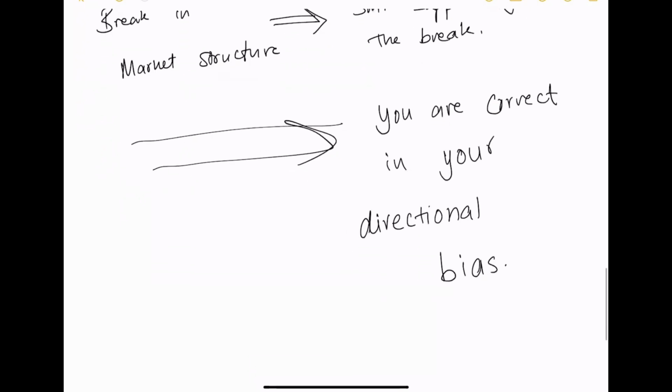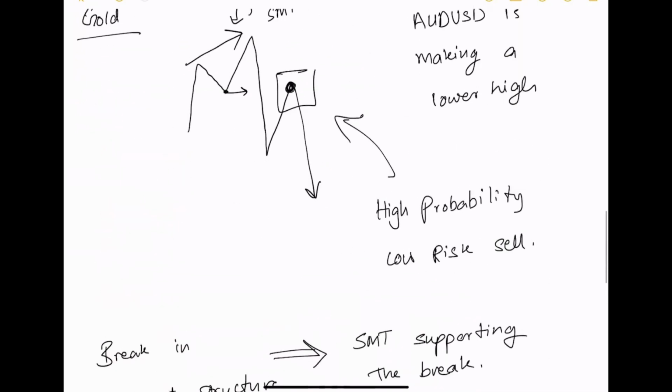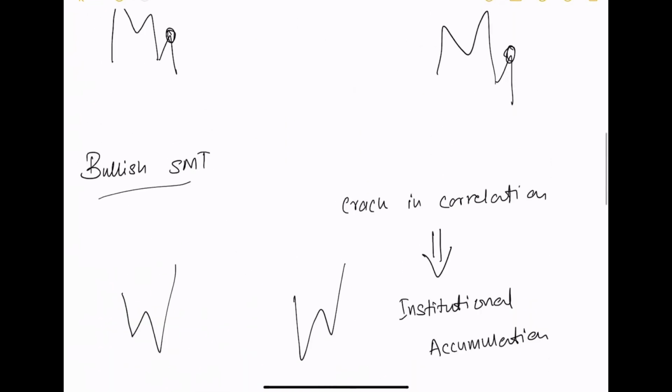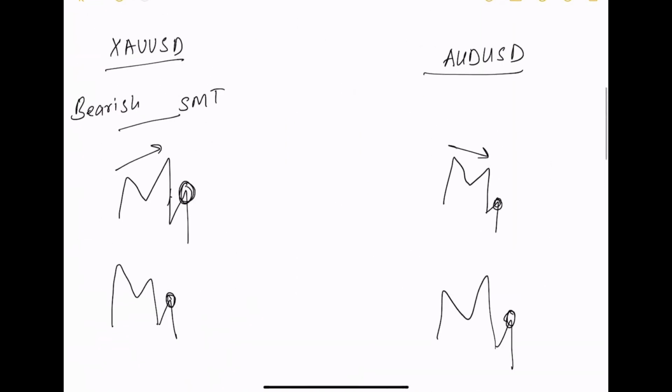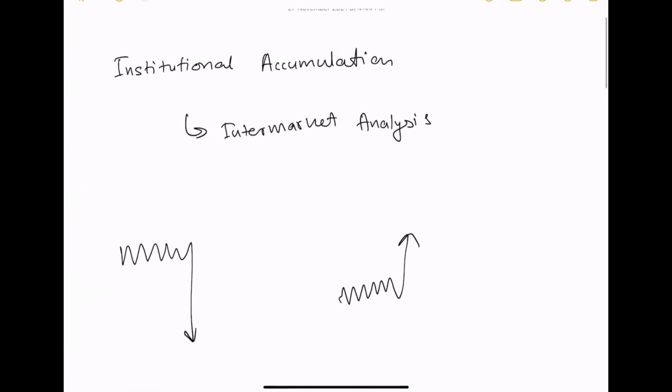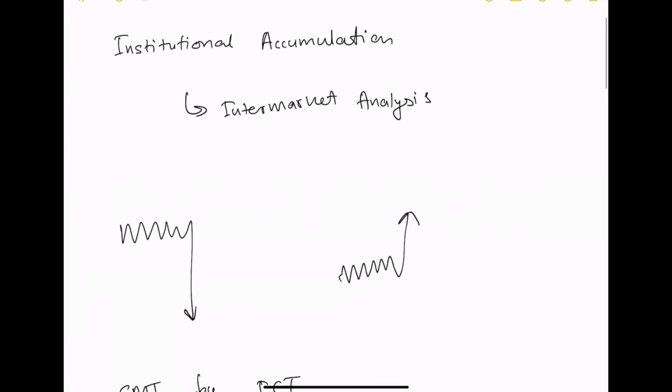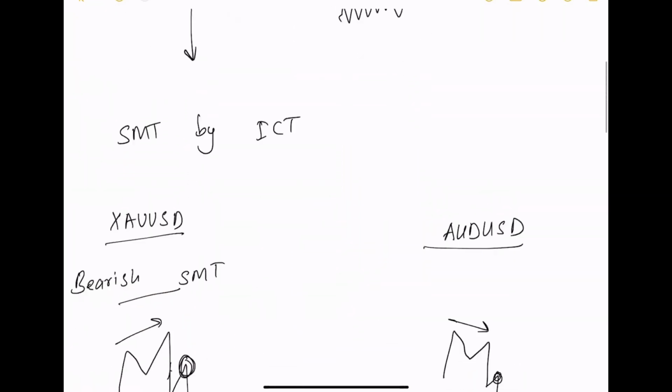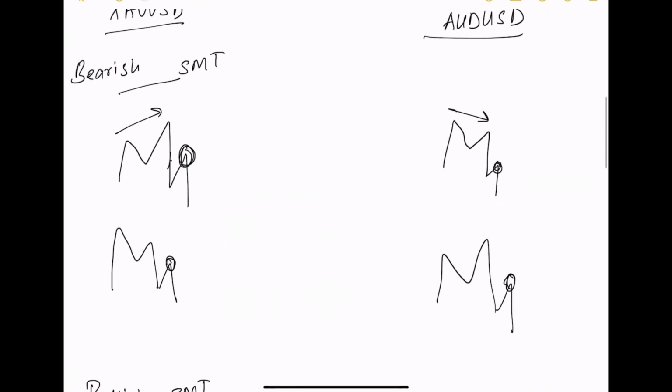So with that, guys, I hope you found this useful. And just to drive home the point, you have institutional market structure. You have a break in market structure, and if the break in market structure is supported by an SMT, then you have either a high probability sell or a high probability buy from the third institutional swing point, as I mentioned in the previous video.